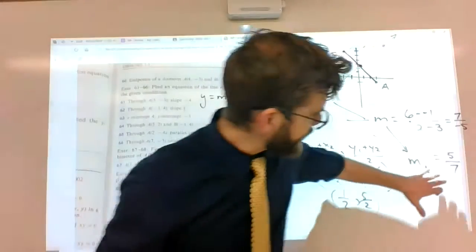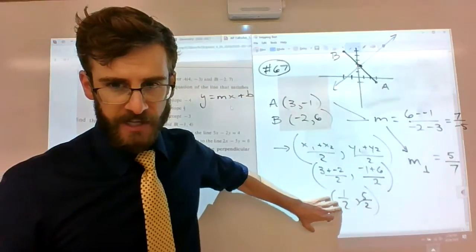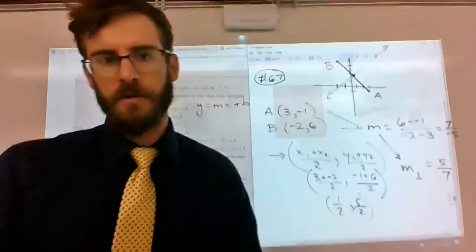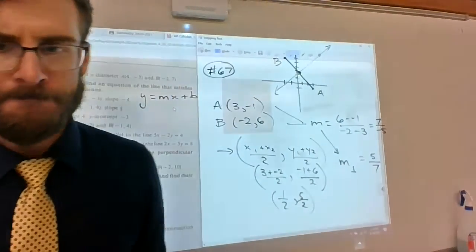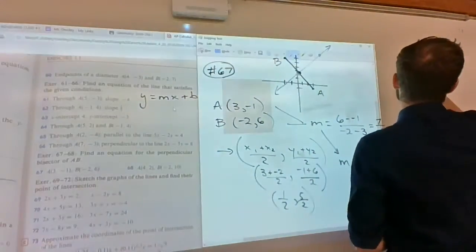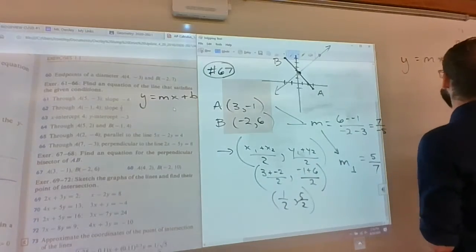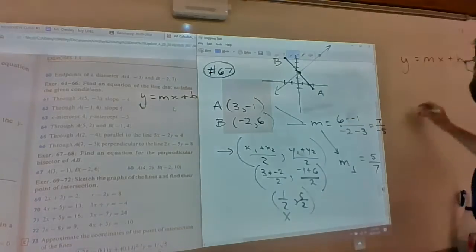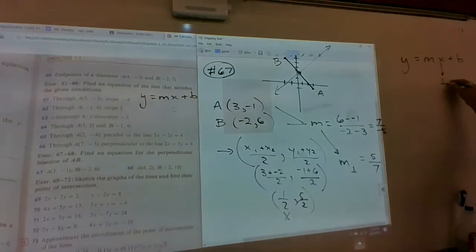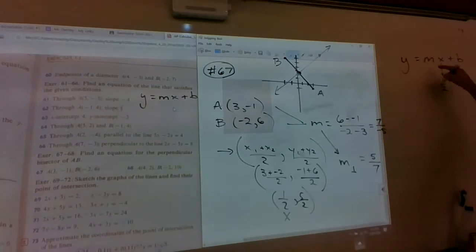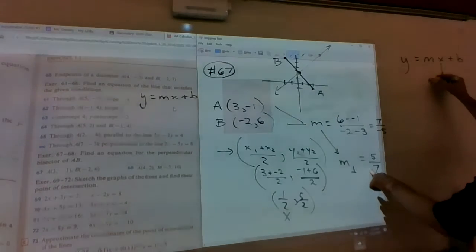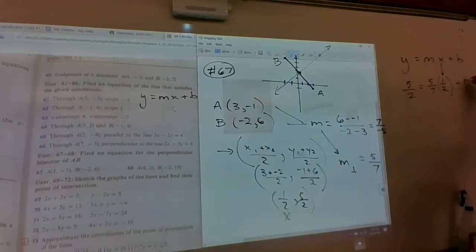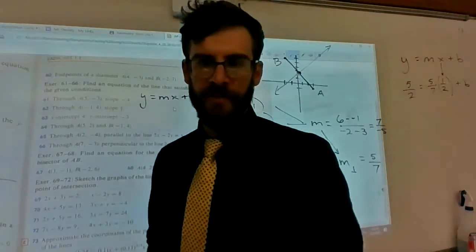We know that the slope is 5/7, and we know that our x-coordinate is 1/2 and y is 5/2. Given that information, we're going to be able to solve for b in this equation. So let's get some more room over here and get to it. So you got y equals mx plus b. My x is going to be 1/2. My m is going to be 5/7. My y value is 5/2. And really, the b is the last unknown in this situation.